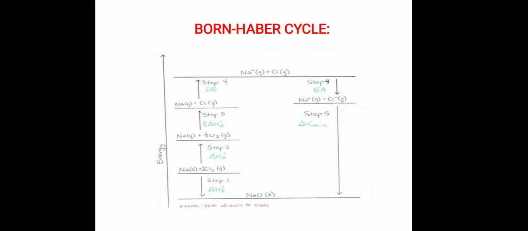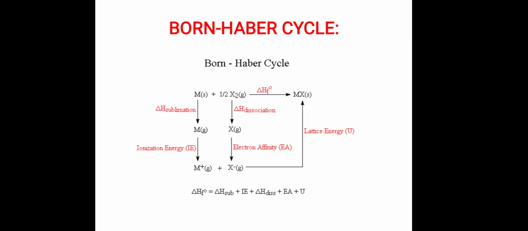So according to Hess's law, for the Born-Haber cycle: Delta H_f is the enthalpy of formation, Delta H_s is the enthalpy of sublimation, I is the ionization energy, Delta H_d is the enthalpy of dissociation, and E is the electron affinity. U is the lattice energy. This is another way of representing the Born-Haber cycle.